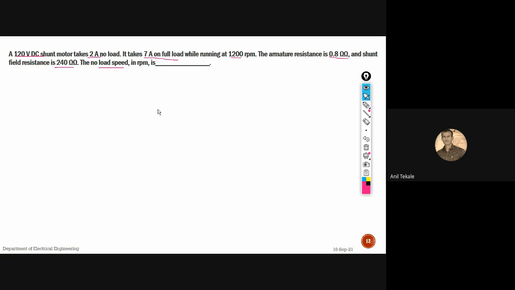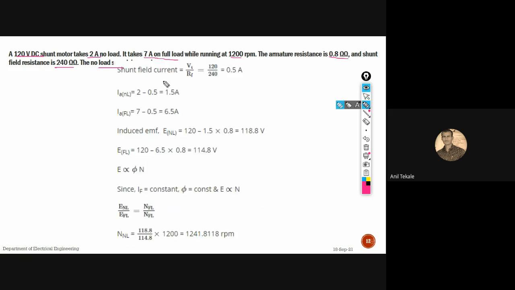So what do we have to do? Any idea what we should do? Yes, so first of all we can go for the shunt field current. I'll just draw the diagram here. This is the shunt winding, this is the armature winding. So this is your motor, DC shunt motor. Here we can say IL, here IA, here ISH.